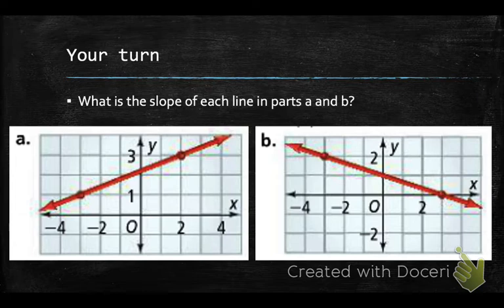The first one is 2 over 5. And the second one is negative. If you forgot the negative, then you are wrong. 2 over 1, 2, 3, 4, 5, 6. Negative 2 over 6, which is the same as negative 1/3.